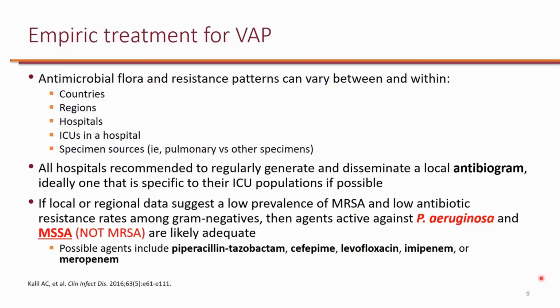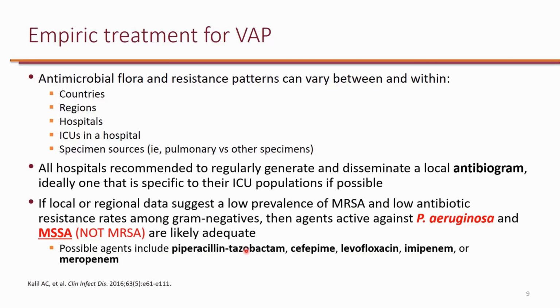Now, one key recommendation from the guideline is that while we want to empirically cover for Staphylococcus aureus, if based on the local resistance patterns it's unlikely to be Staphylococcus aureus that's MRSA, it's probably okay to just cover for MSSA instead of MRSA. Now, in the real world, I haven't really seen any physicians that would not cover MRSA in patients with VAP, but the guideline is making a point that if, based on resistance patterns, it's unlikely to be MRSA, it's probably okay to only target MSSA.